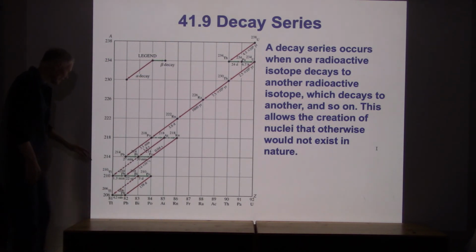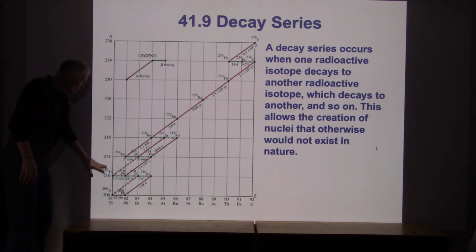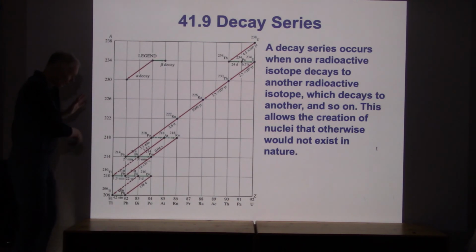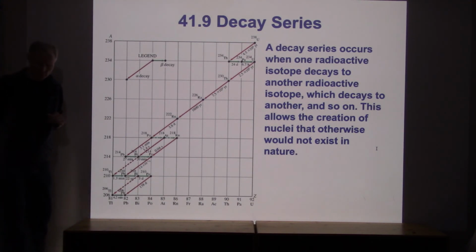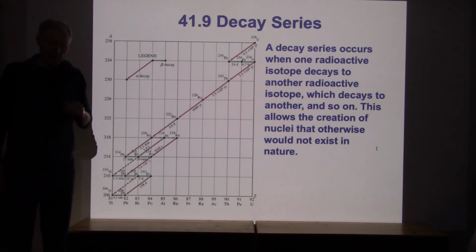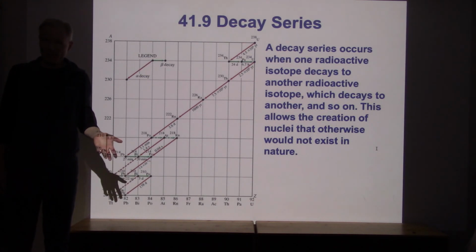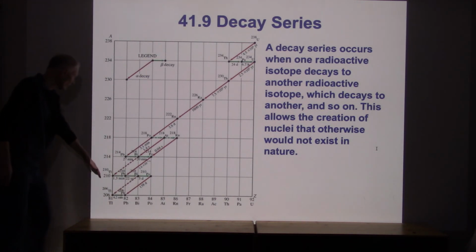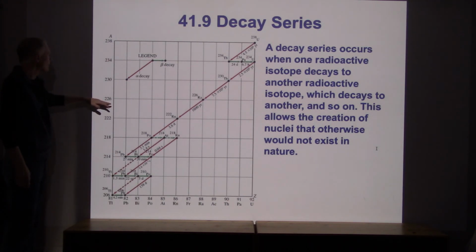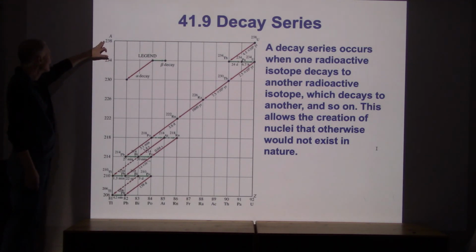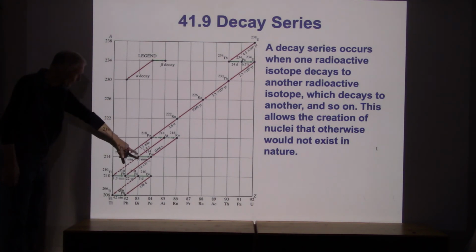Now, along the horizontal axis is element number, atomic number, and what we have on the vertical axis is mass number. Now these are written in 4 at a time. These are written 1 at a time.